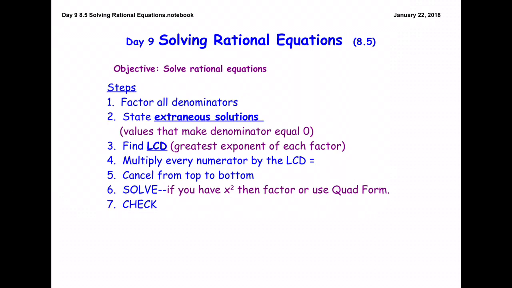So the first thing you want to do is factor all of your denominators. The second thing you want to do is set the denominators equal to 0, solve to find your extraneous solutions. You are going to find your missing pieces. You're going to cross out your denominators. You're going to get an equation set equal to 0, and you are going to solve.